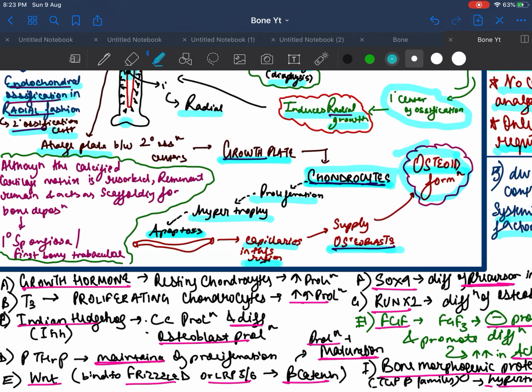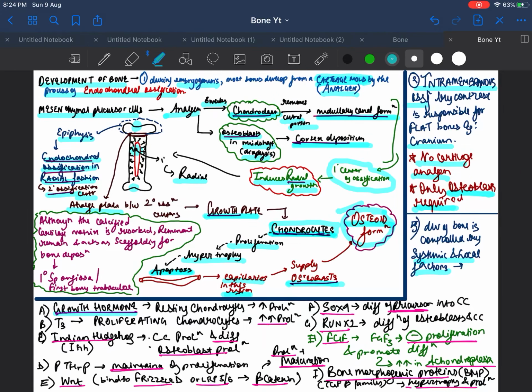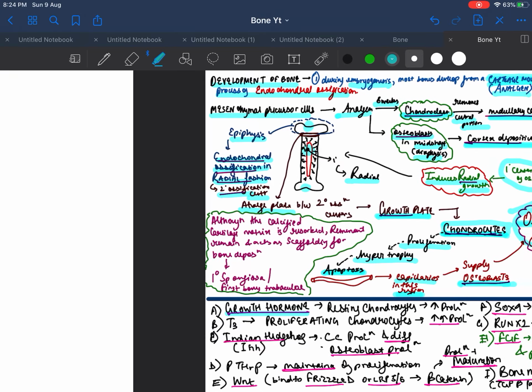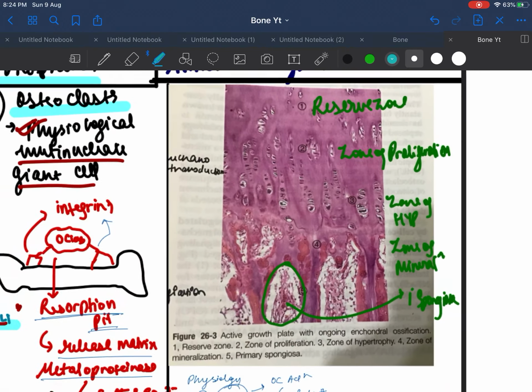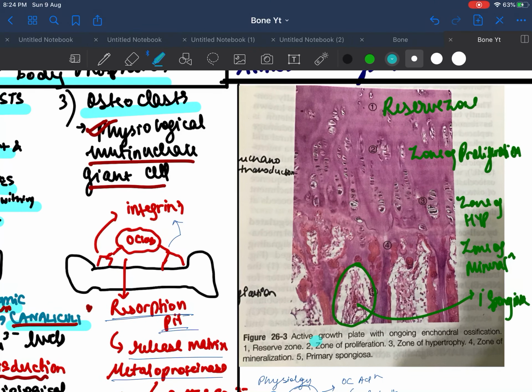So some of the important ones are, first we have the growth hormone. But before coming to this development of bone, I'd like to show you the picture of what happens actually in the growth plate. So this is an active growth plate. We learned that the cells, the chondrocytes, go through proliferation, then hypertrophy, and at the end they undergo apoptosis. So this is what the image was given in the book.